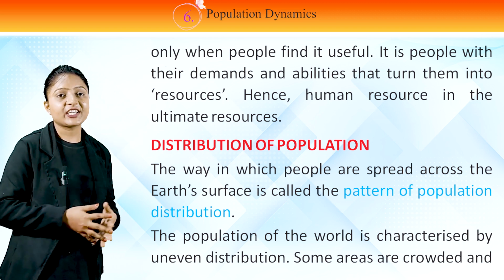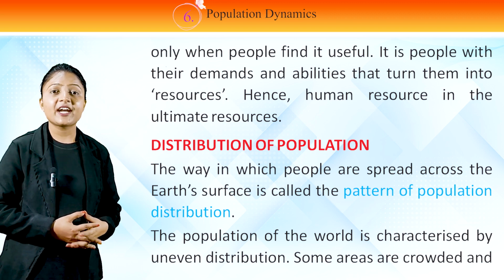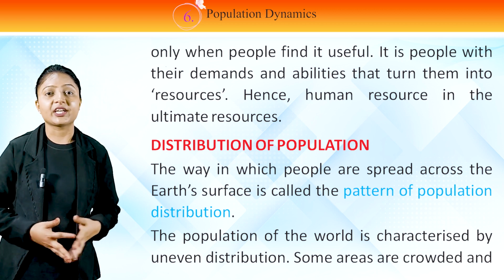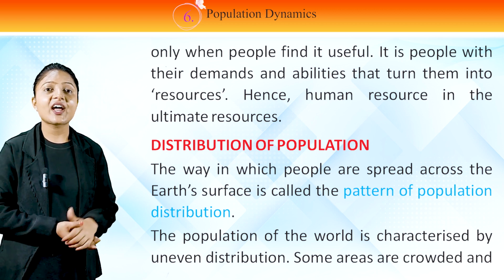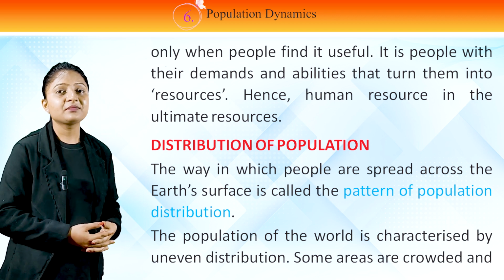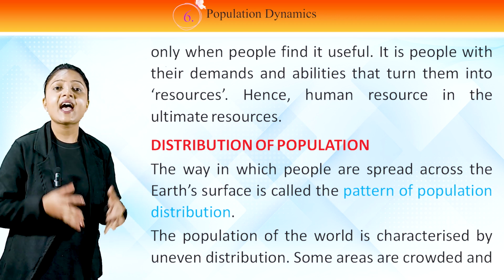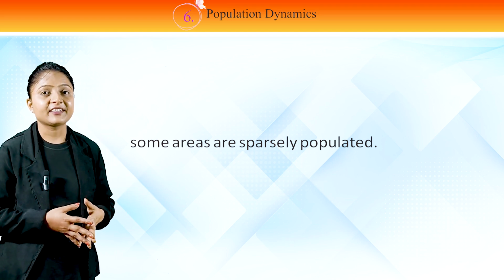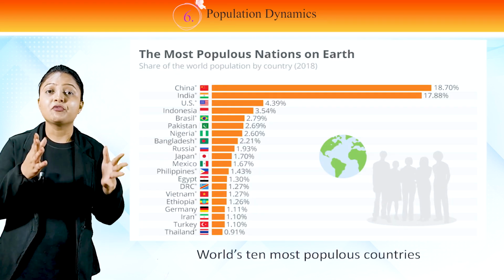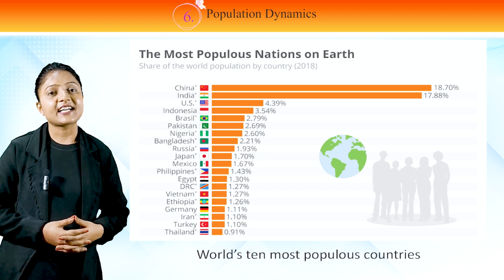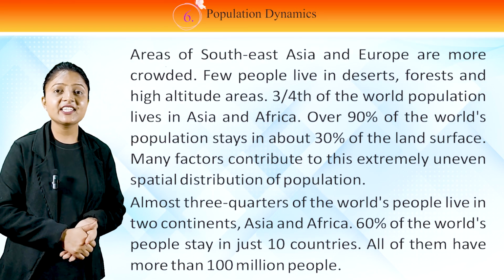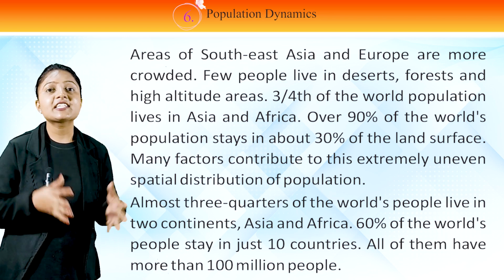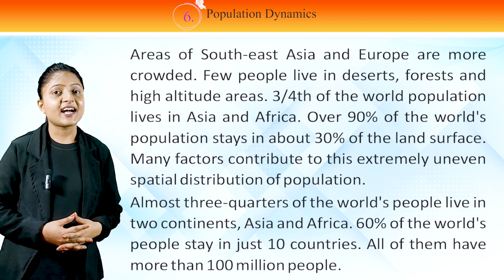Distribution of population. The way in which people are spread across the Earth's surface is called the pattern of population distribution. The population of the world is characterized by uneven distribution. Some areas are crowded and some areas are sparsely populated. In this picture, you can see the world's 10 most populous countries. Areas of Southeast Asia and Europe are more crowded. Few people live in deserts, forests and high altitude areas.